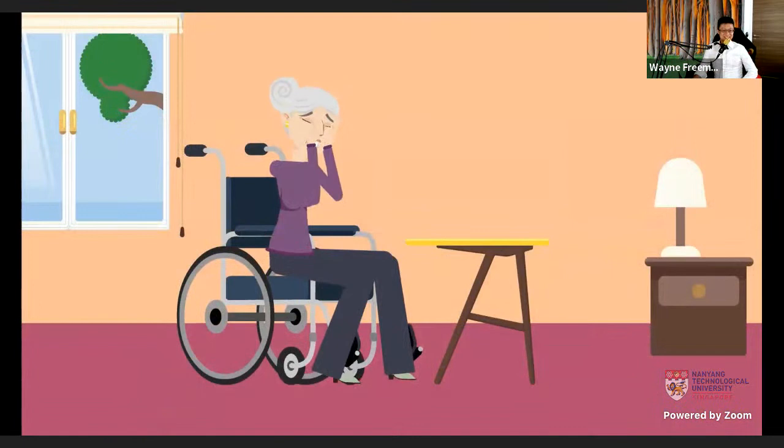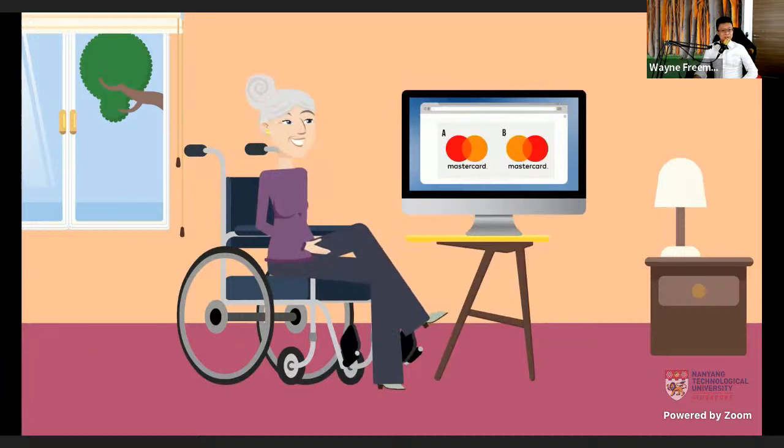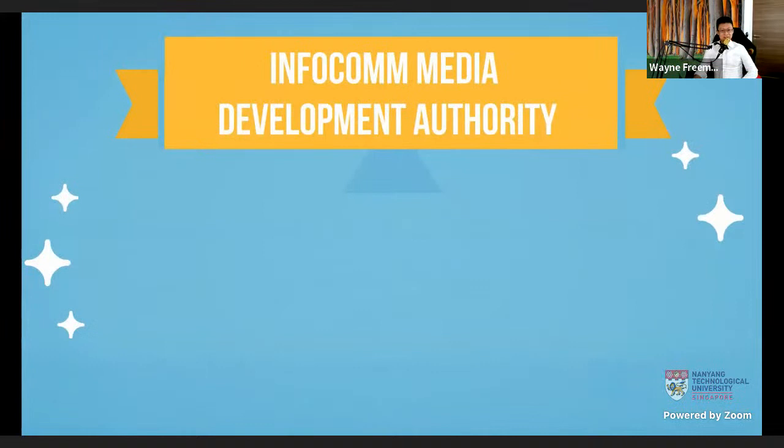A limitation of Seniors Go Digital is that its physical training sessions ostracize those who have difficulties in mobility and leaving the house. Thus, our digital application will be able to solve this issue, as seniors can access it remotely from their homes. Our key stakeholder for this project will be the IMDA.